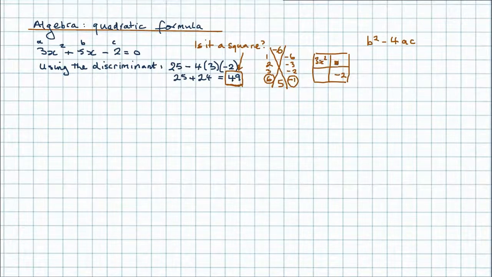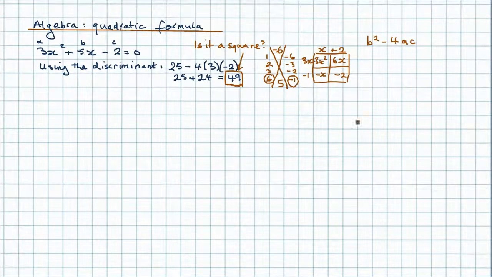So we've got 6x minus x, giving us our 5x term here. And so this has got to be the product of 3x and x, giving us our 3x squared. This has got to be the product of 3x and 2, so we've got x plus 2 now, so 3x times 2 gives us our 6x. And this has got to be the product of x and minus 1.